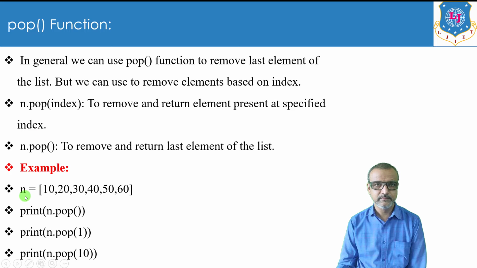For example, say in the list n, we have these entries 10, 20, 30, 40, 50, 60. So print n dot pop. What will be the output of this print statement? It will remove 60, the last element from this list, and give us the output as 60. Now print n dot pop 1. So what will it do? It will remove the element at index 1. So at index 1 we have 20. So 20 will be removed from this list.